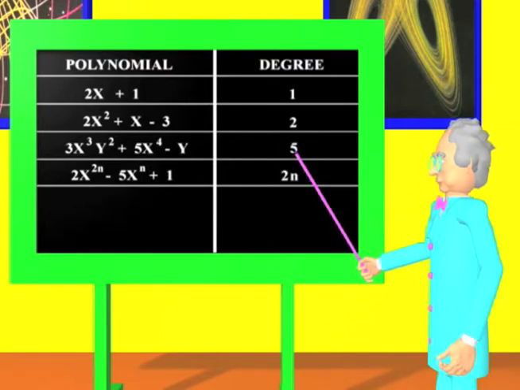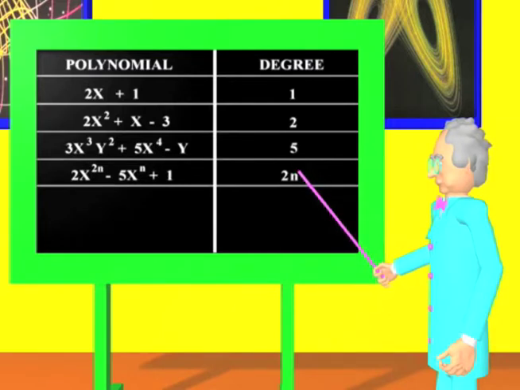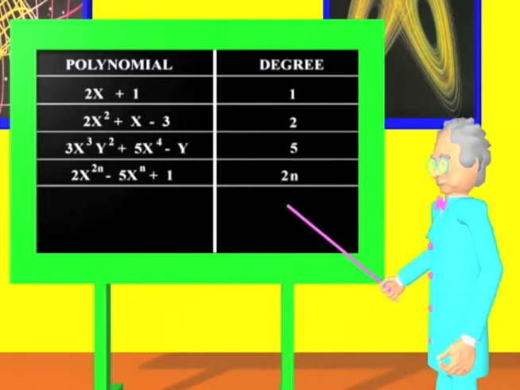The next one's trickier. You have an x cubed and a y squared. Add those two together and the degree is 5. In the last case, the highest exponent is 2n. That is our degree.